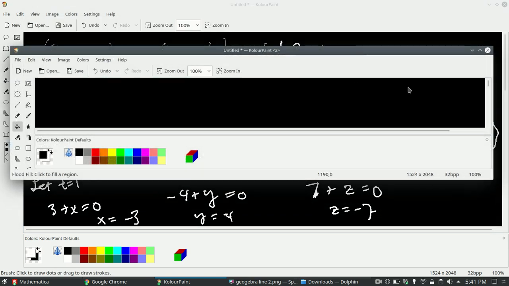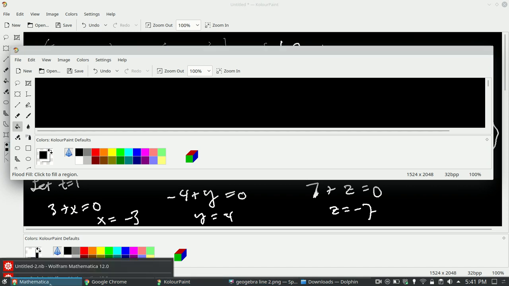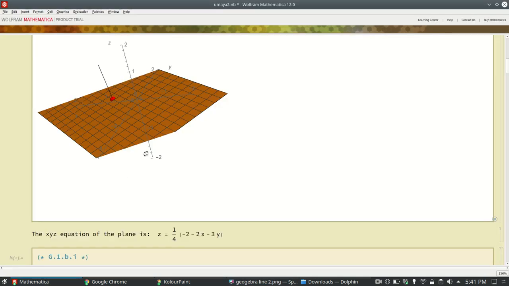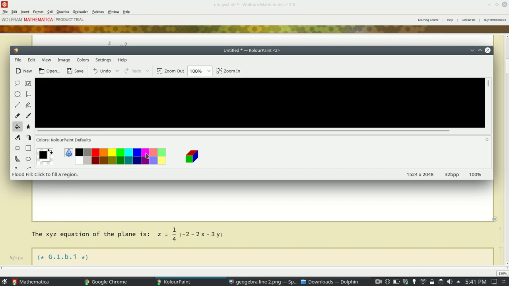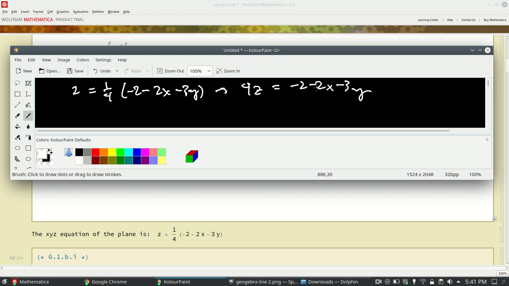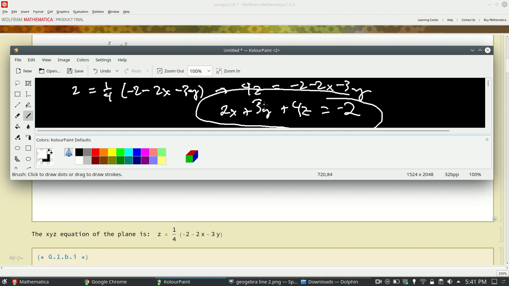All right. Where was the Mathematica page? Here it is. Mathematica page right here. Just to give you the full service treatment, let me take a moment to convert this: z equals 1/4 times negative 2 minus 2x minus 3y. So now it's going to be 4z equals negative 2 minus 2x minus 3y. And I'm going to move the x's and the y's over here, so it's going to be 2x plus 3y plus 4z equals negative 2. So that would be the XYZ form of the equation, I think.